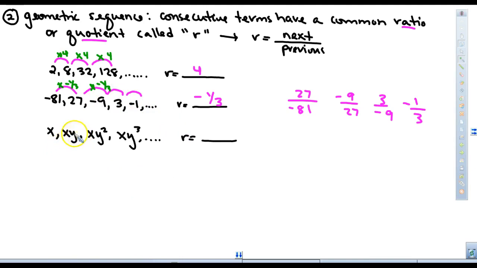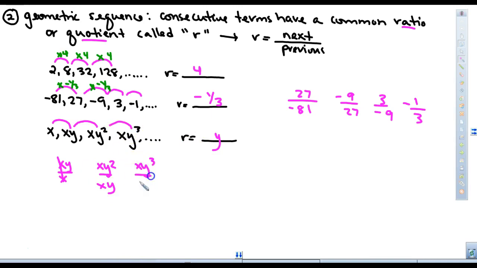Okay. Here, you're dividing the same way. Your next term divided by your previous term, so xy divided by x, leaves us with a common ratio of y, but you do want to make sure you get that every time. So you're going to do xy squared divided by xy, leaves you with y.